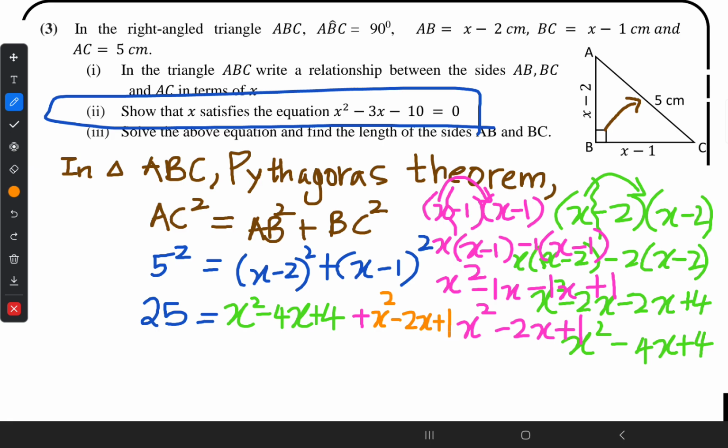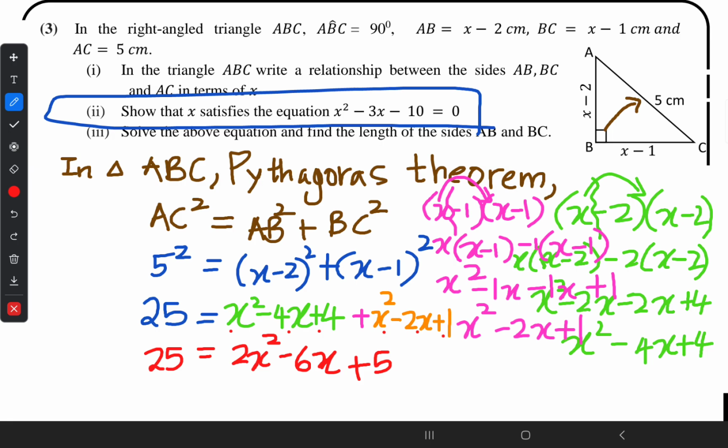Let's add the corresponding values. X square plus x square, that's 2x square. Negative 4x, negative 2x, that's negative 6x. 4 plus 1, that's plus 5. That equals 25.